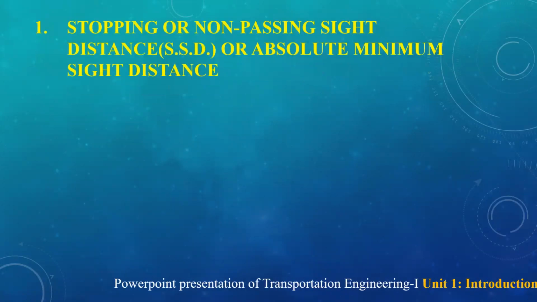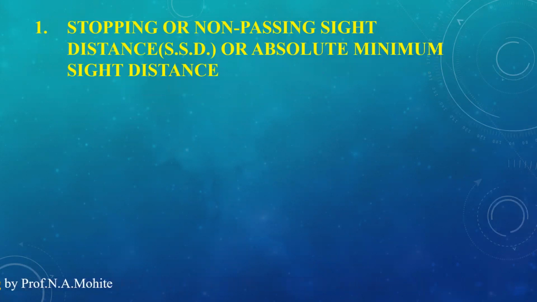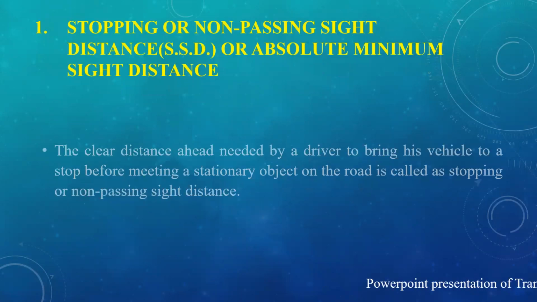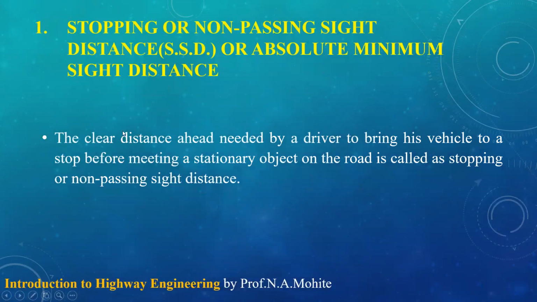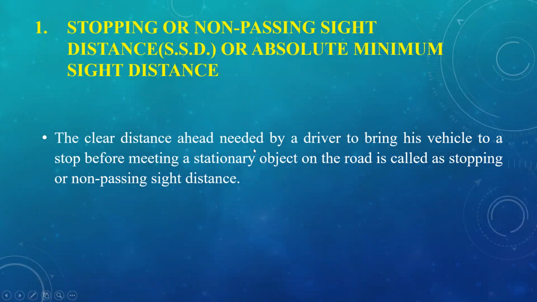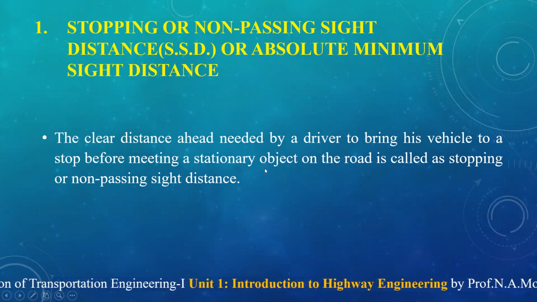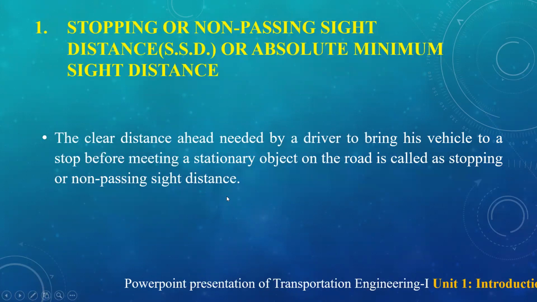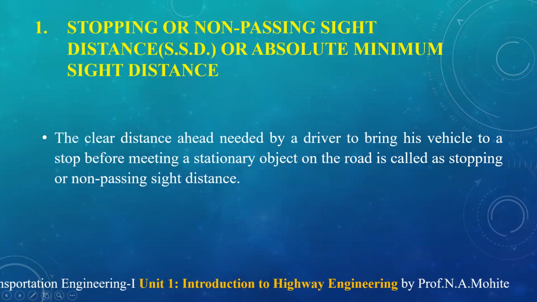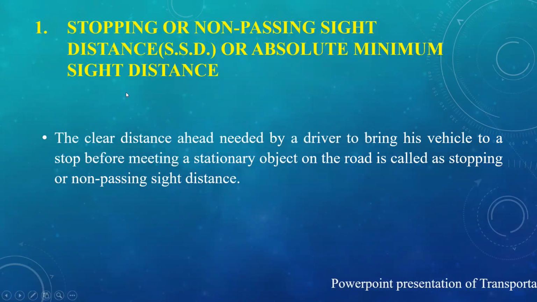Starting with the first, stopping sight distance, SSD, which is also known as non-passing sight distance, or absolute minimum sight distance. So we'll see what is the basic definition of it, or what is the basic concept regarding this. Here you can see it is written clearly. The clear distance ahead needed by a driver to bring his vehicle to a stop before meeting a stationary object on the road is called stopping or non-passing sight distance. So in general, we can call it the distance within which a vehicle can be stopped.